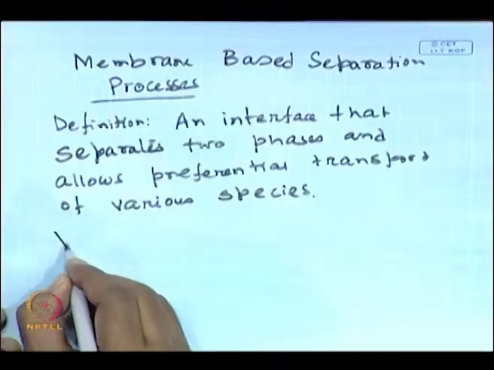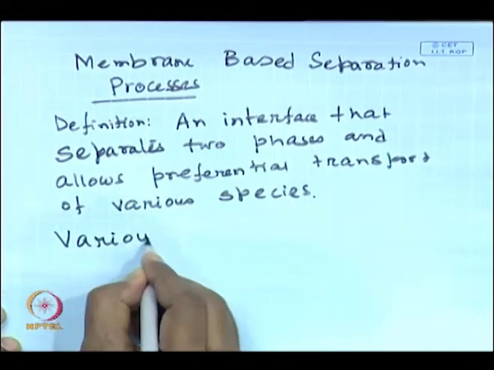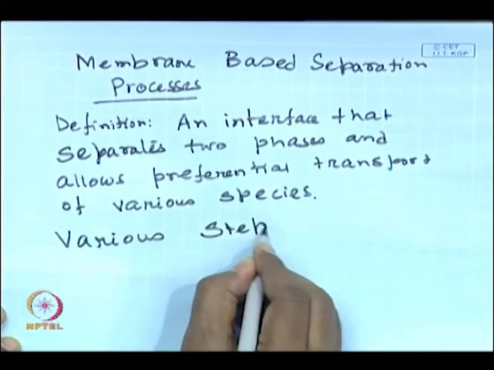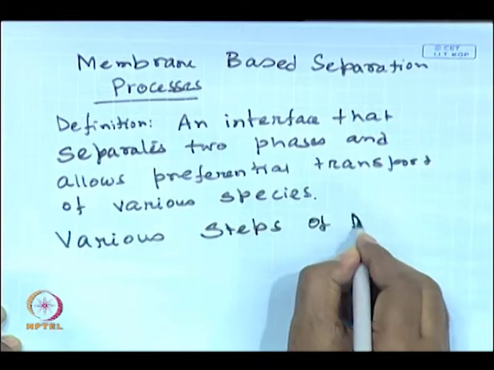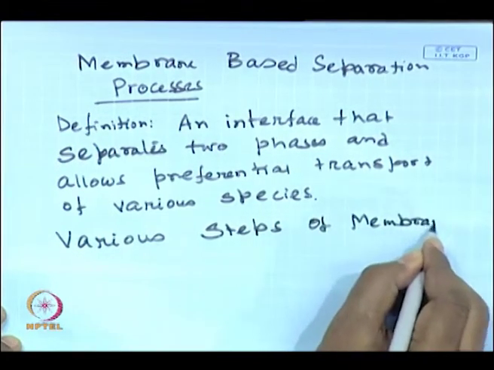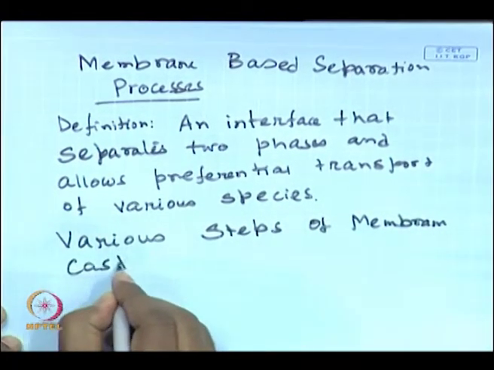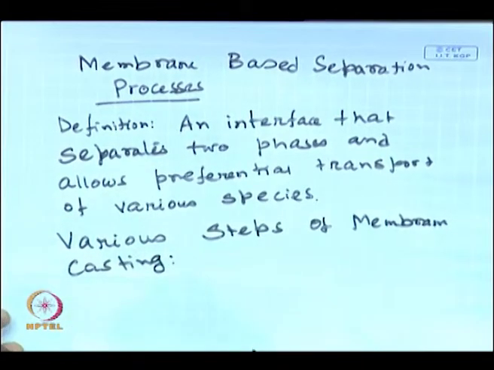If one species is more transported, if the rate of transport is more compared to the other species through the membrane, then the downstream will be enriched in that particular species, and that causes the separation. Now, let us look into the various steps of membrane casting, how to prepare them, and we are basically talking about the polymeric membrane.